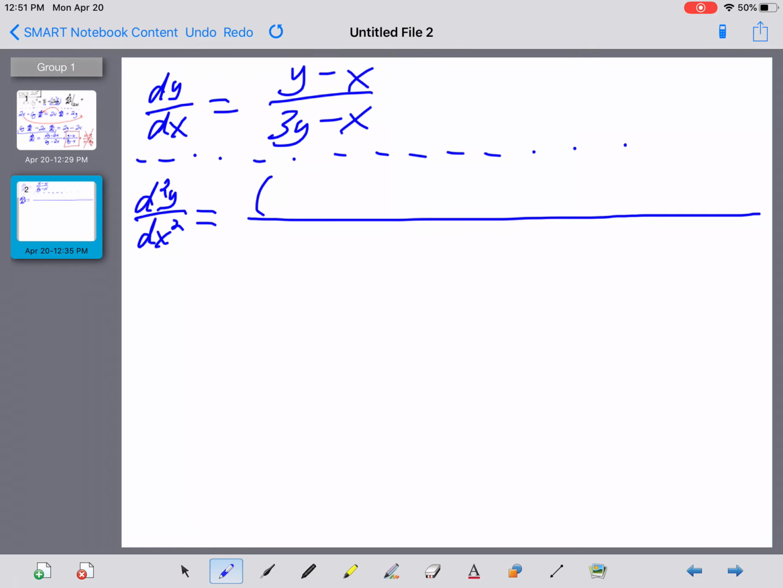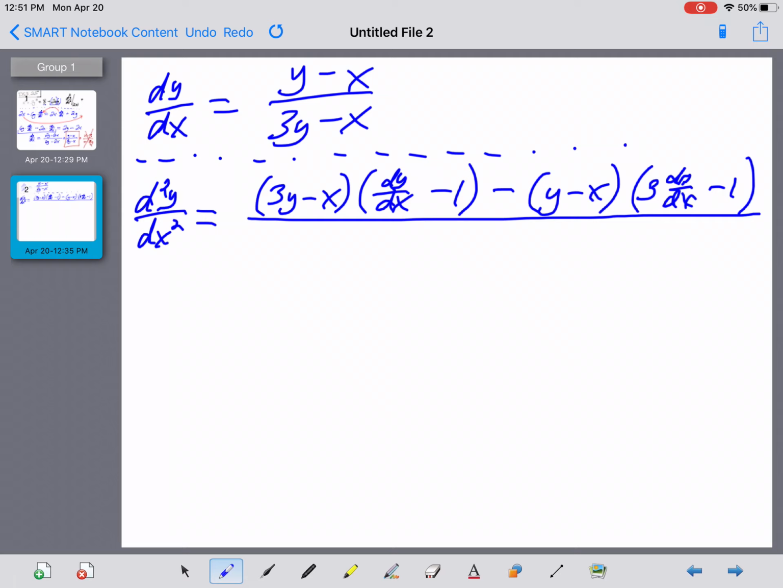So here we go. Bottom, 3y minus x, times the derivative of the top. The derivative of y is dy/dx, and minus 1. So that's bottom times derivative of the top, minus the top, y minus x, multiplied by the derivative of the bottom. That's going to be 3 dy/dx minus 1. Okay, so that takes care of that. And then down on the bottom here, we have the 3y minus x quantity squared.